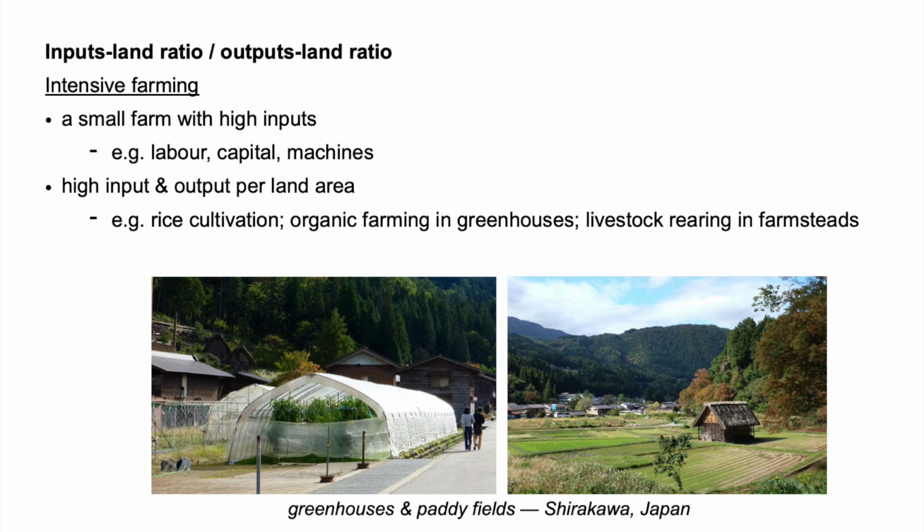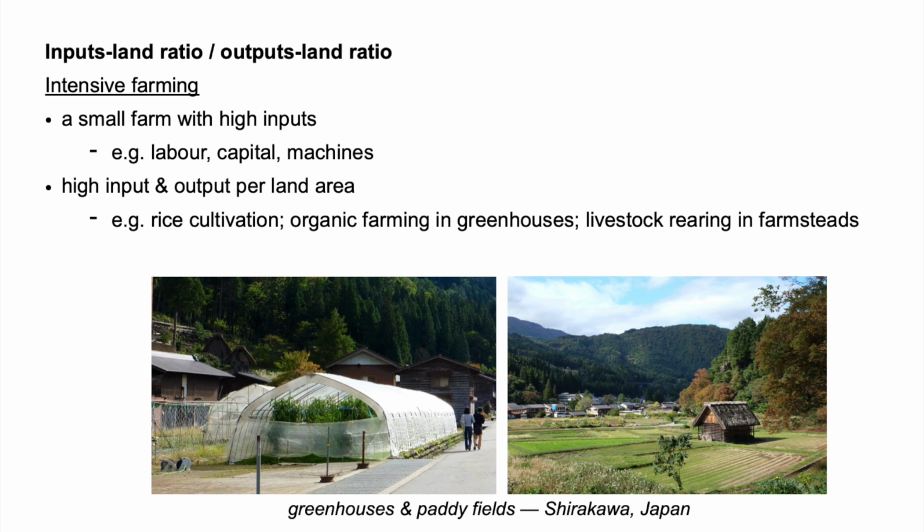Next one, we have types of agriculture. So we have a few types. First one is about the input and land ratio, so how many inputs are put in versus the size of the land. Intensive farming means we have high input and output per unit of land.